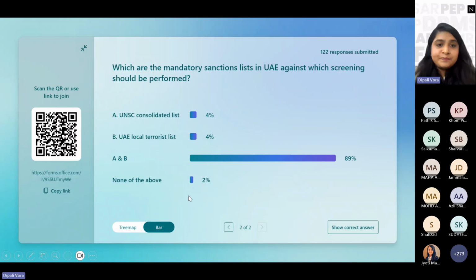The next question. Which are the mandatory sanction lists in UAE against which screening should be performed? The correct answer is A and B, that is the UNSC consolidated list and UAE local terrorist list. These are the two mandatory sanction lists against which screening must be performed.